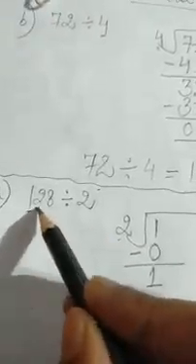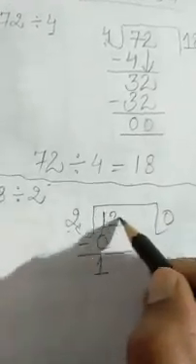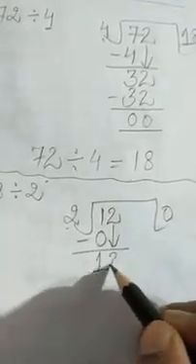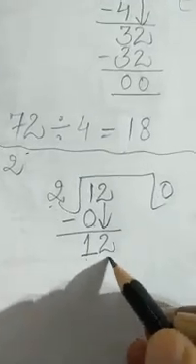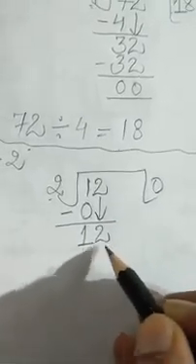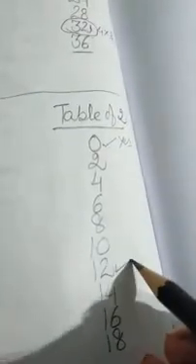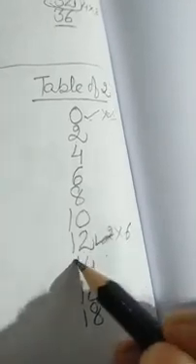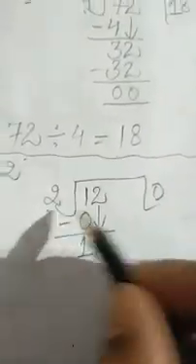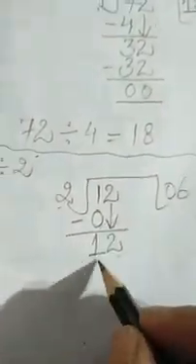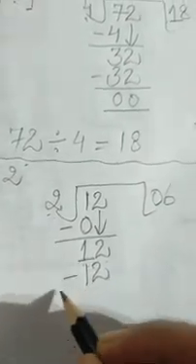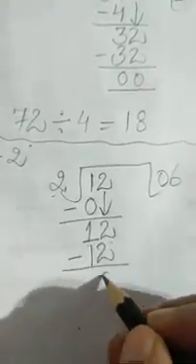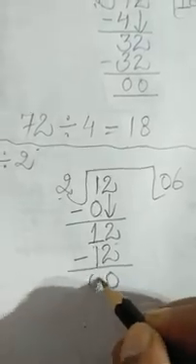Now next digit is 2. We will write here 2 and bring it downside. This has become 12. Now see the table of 2. We will get 12 there. Yes, 2 sixes the 12. So here what we will write? 2 sixes the 12. Now we will do subtraction. 2 minus 2 is 0, 1 minus 1 is 0.